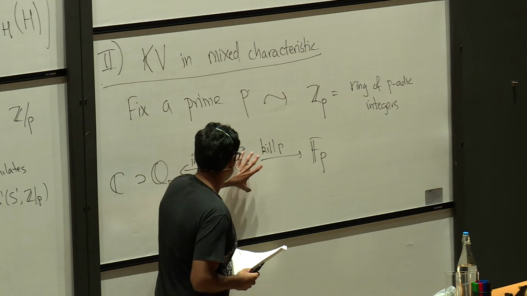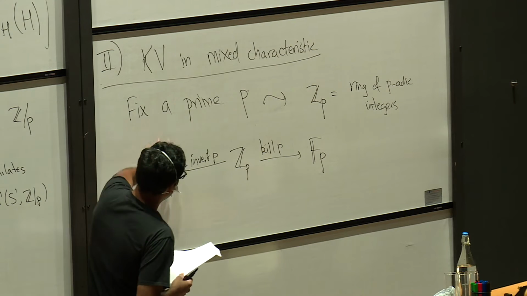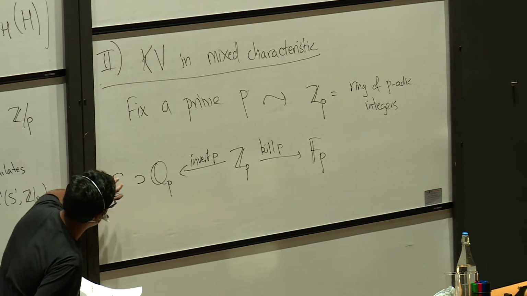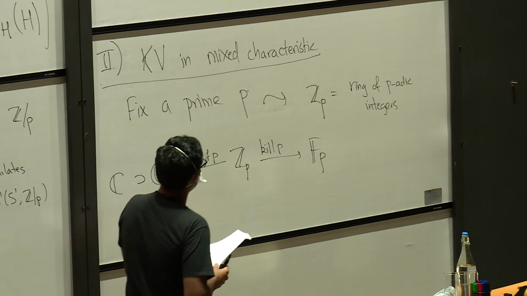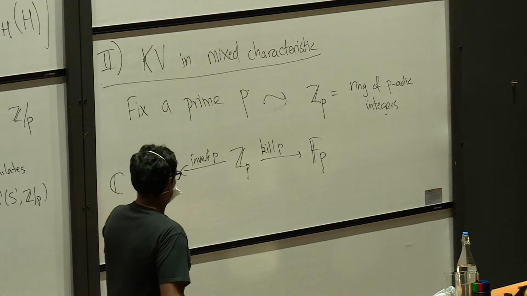And so it's some kind of a glue that you can use to connect things happening in characteristic 0, which maybe can be understood by Hodge theory, versus things happening in a pure characteristic p setting.